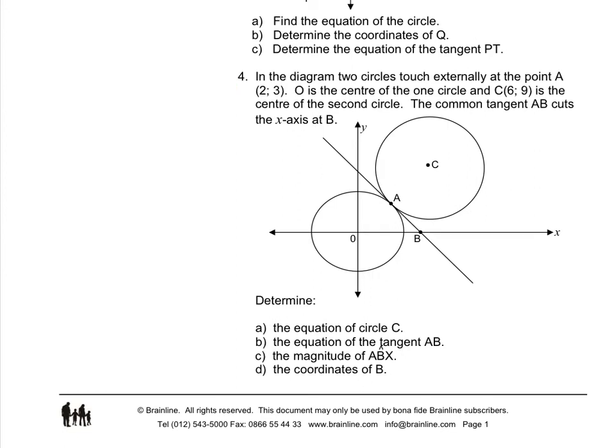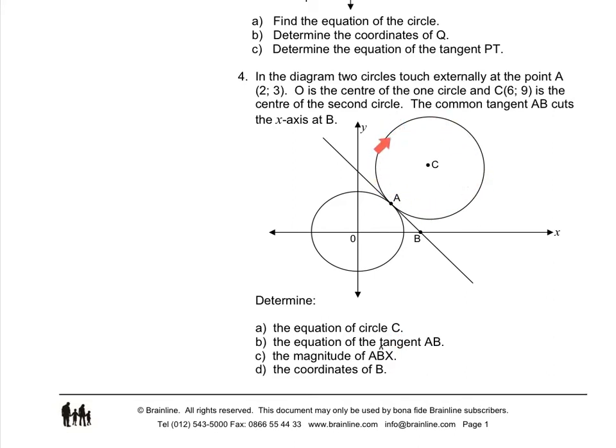Then the last question, in the diagram, two circles touch externally at the point A where x is 2 and y is 3. O is the center of the one circle and C is the center of the second circle where x is 6 and y is 9. The common tangent AB cuts the x-axis at B.